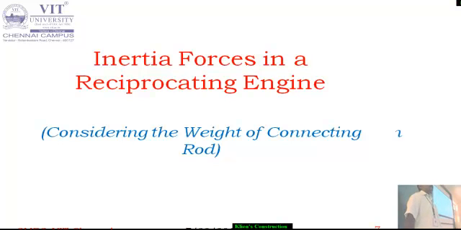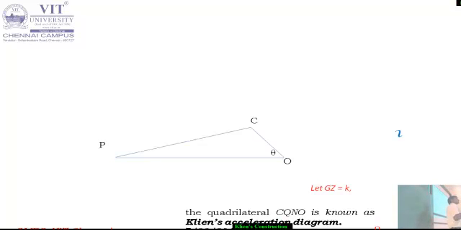Again the same thing, this is K and L. Join KL and extend up to N. Now join C and N. Clear? Up to this is the Klein's construction. The triangle OCN gives the velocity polygon, and the polygon CQNO gives the acceleration polygon.